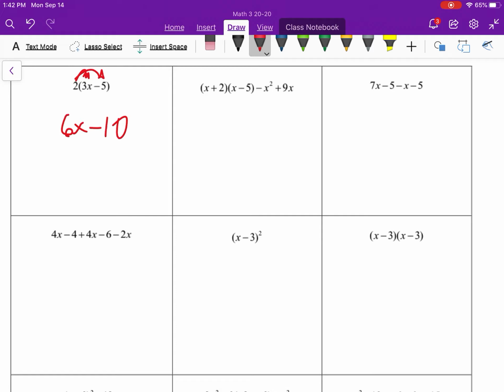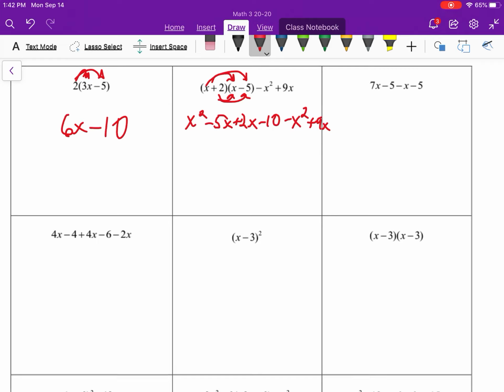Okay, so now as I do the rest of them, I'm going to go ahead and double distribute right here. Starting with x times x gives you x squared. X times negative 5 is negative 5x. Now we're going to the bottom distribution, right? The 2 times x gives us 2x. 2 times negative 5 gives us negative 10. And then I'm just going to bring down the rest, x squared plus 9x.